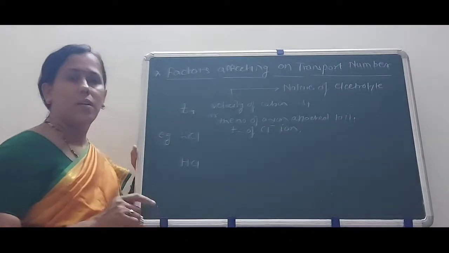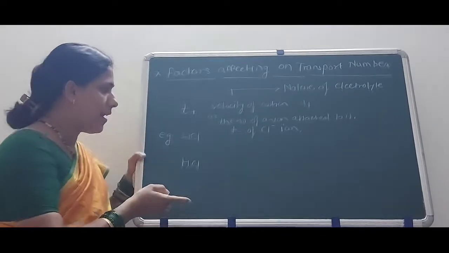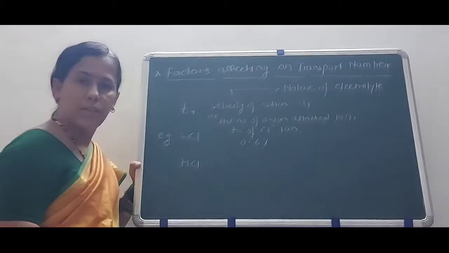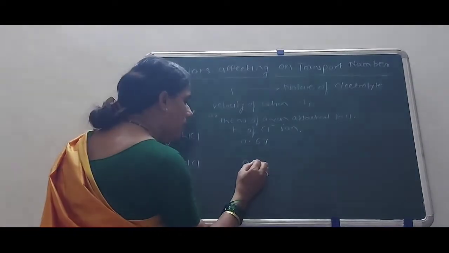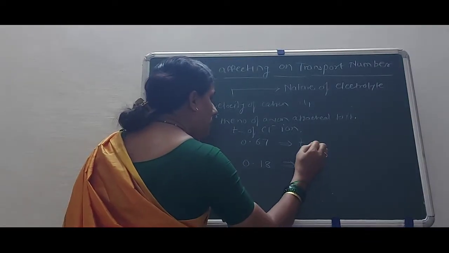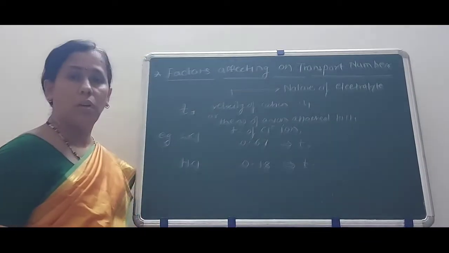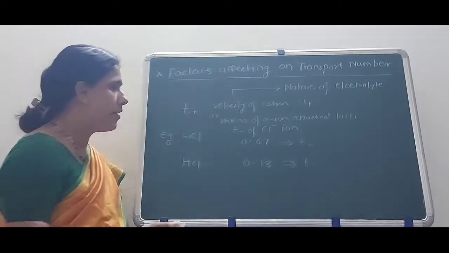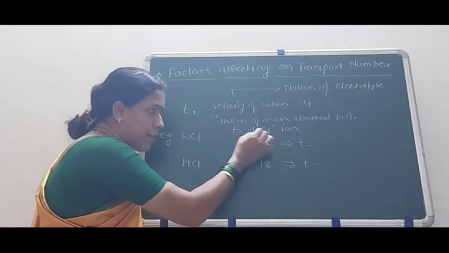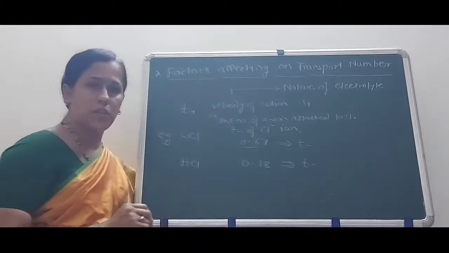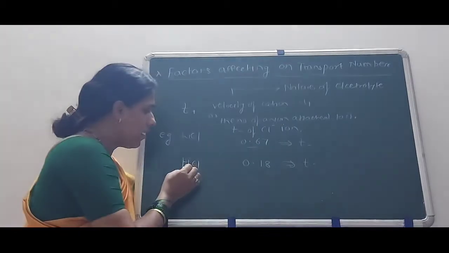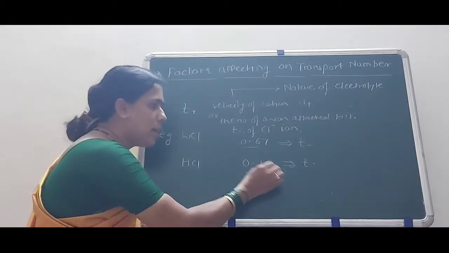In LiCl, the transport number T minus of the Cl minus ion is about 0.67, and in HCl it is only about 0.18. These values correspond to T minus, that is, the transport number of the anion. The transport number of Cl minus in LiCl is 0.67, which is very high, and in HCl it is only 0.18.